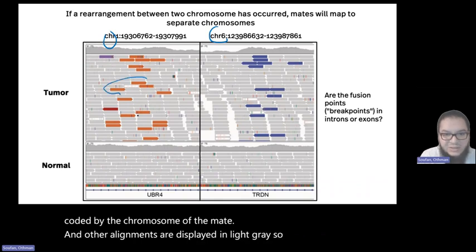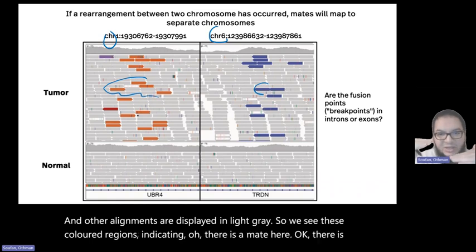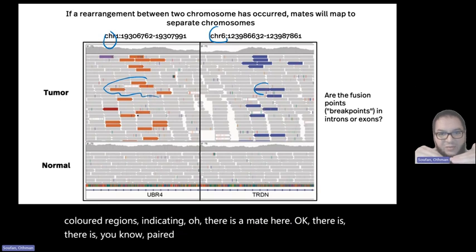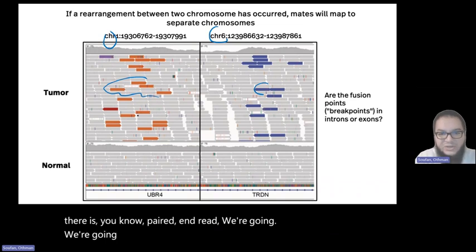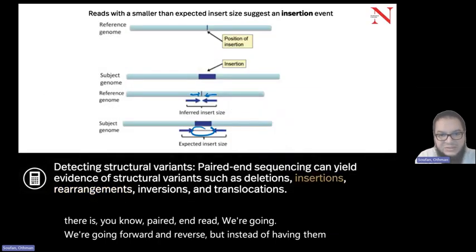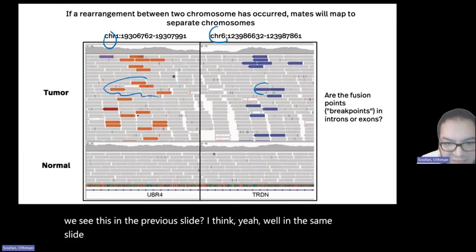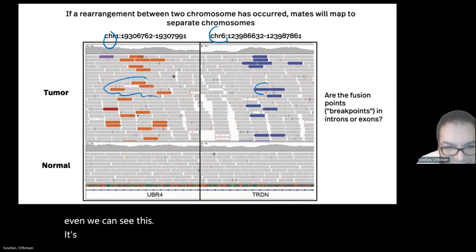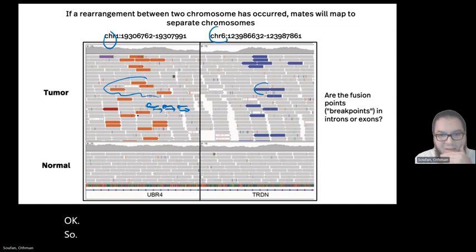So we see these colored regions indicating there is a mate here. There is a paired end read, forward and reverse, but instead of having them as expected, did we see this in the previous slide? I think, yeah. Well, in the same slide even, we can see these directions here, and the opposite ones here, indicating that we have a problem.